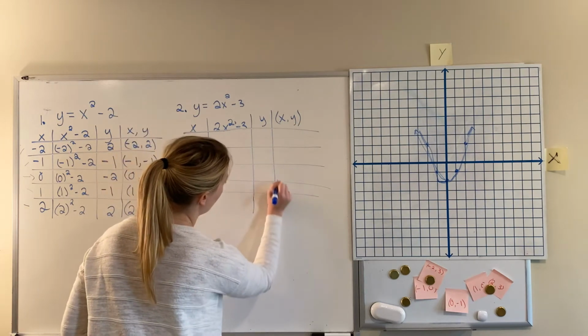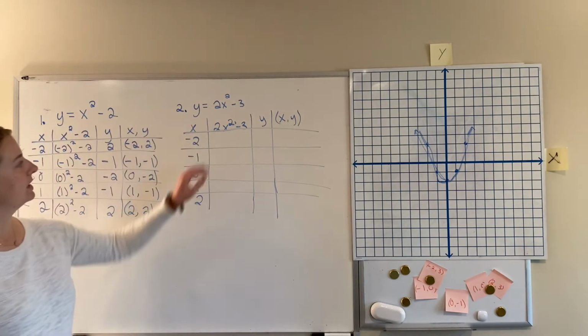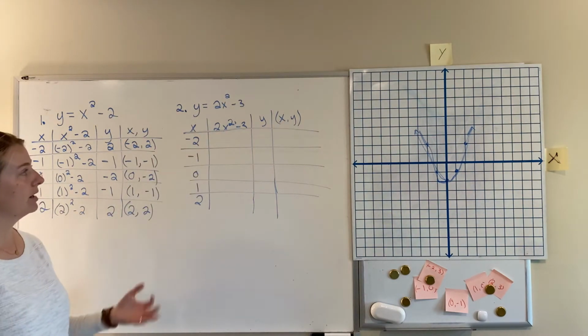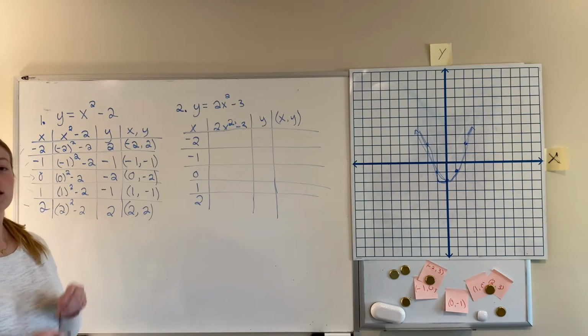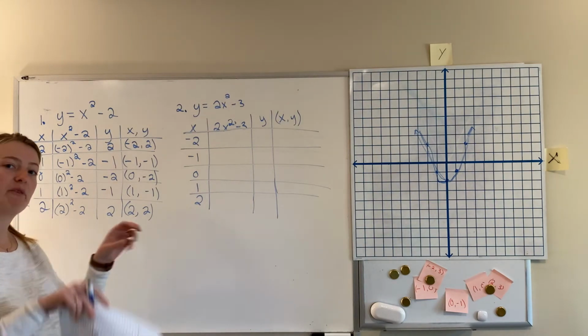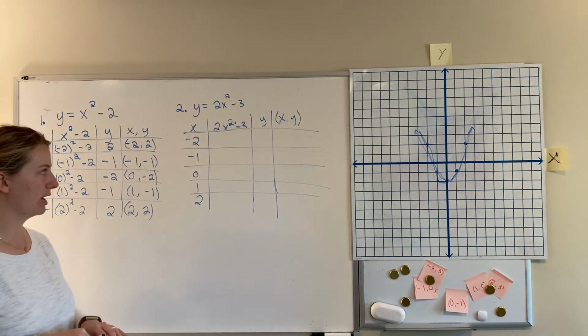And before we start, you want to think through your order of operations. If we have 2x squared minus 3, that means step 1, plug in your value for x, square that value. Once you have that value, you're going to multiply it by 2. After you have that value, you're going to subtract 3.